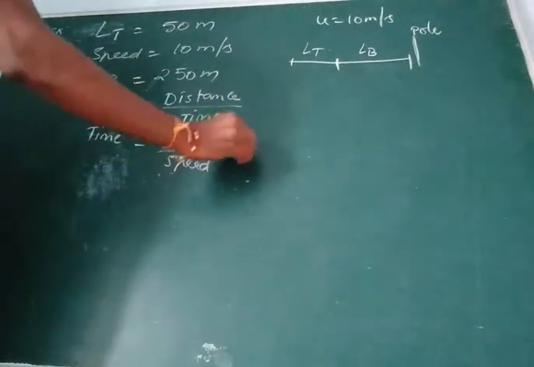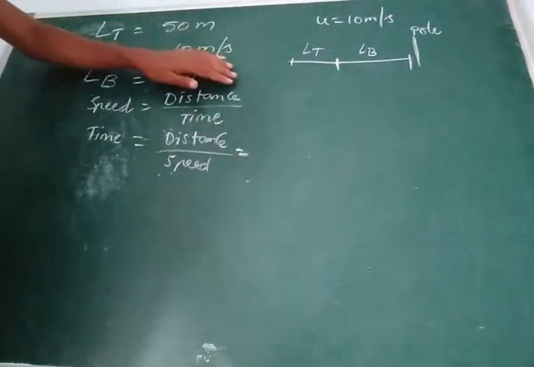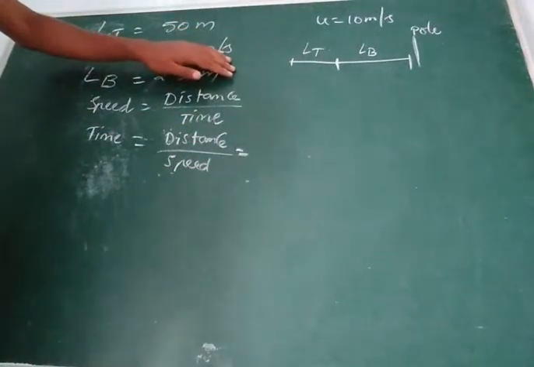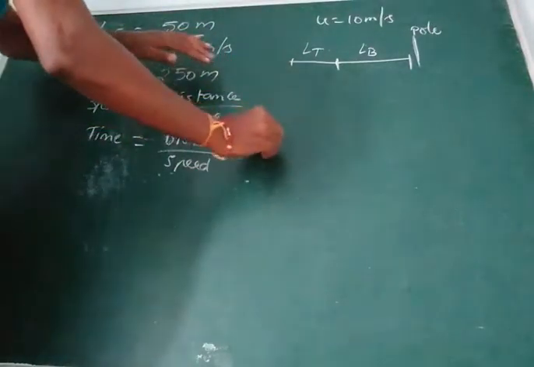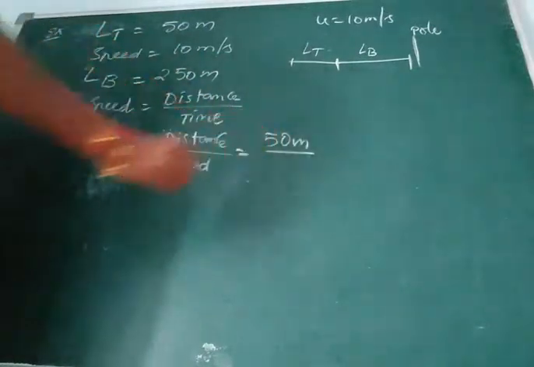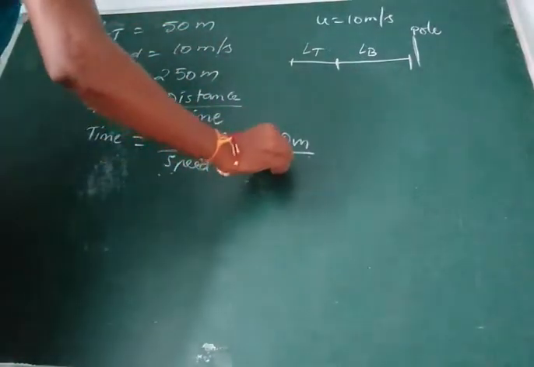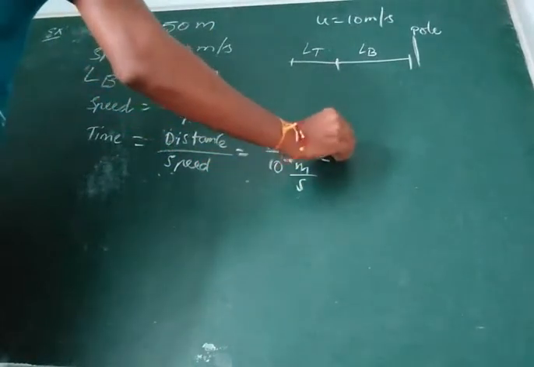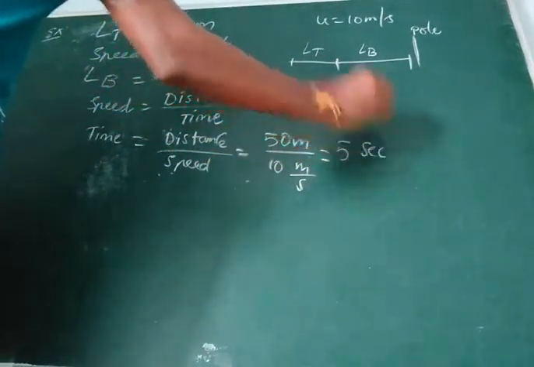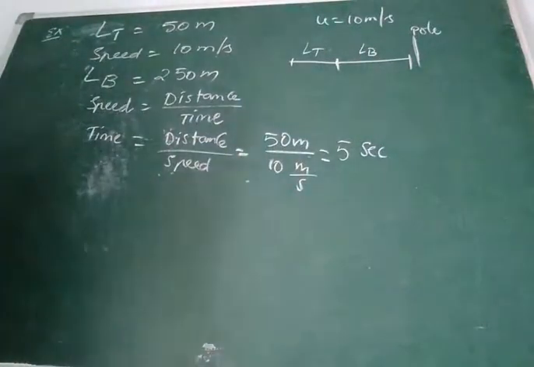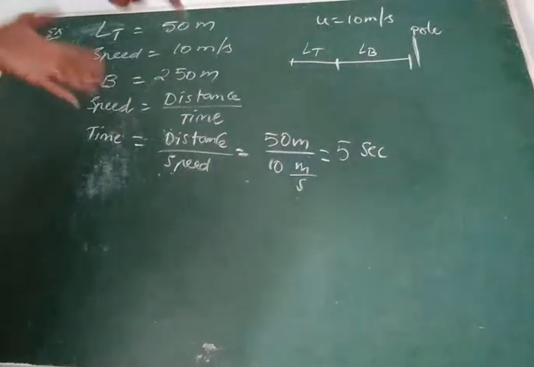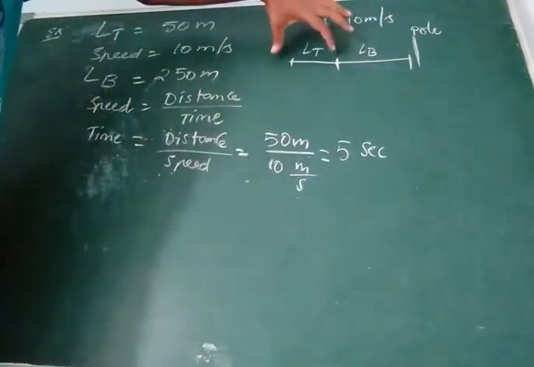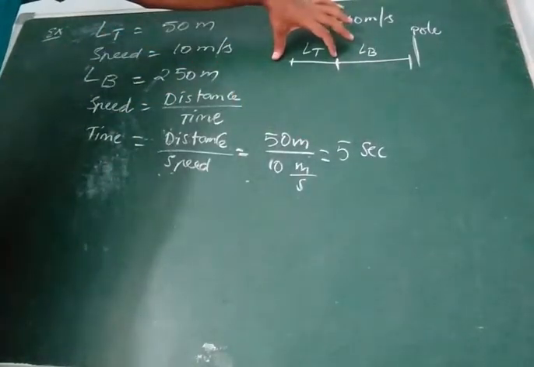So what is the distance? Distance is nothing but the length of the train, 50 meters, divided by speed, 10 meters per second. So the calculation gives 5 seconds. The time taken is 5 seconds, only for the train.